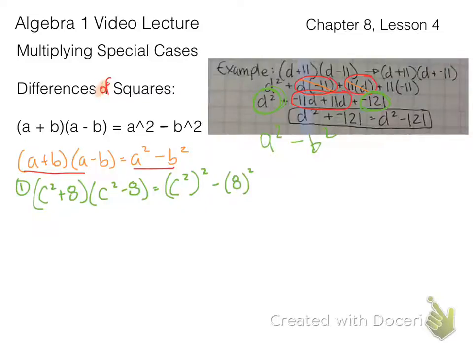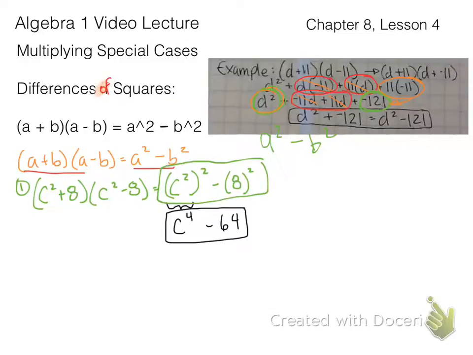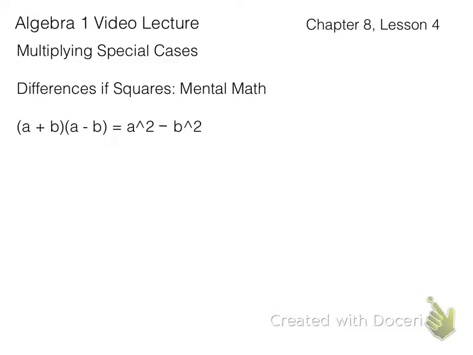All right, let's go ahead and do this example problem. c squared plus 8 times c squared minus 8. Well, the a is c squared, the b is 8. So c squared squared, or c to the second power squared, is going to be c to the 4th power, minus 8 to the 2nd power, which is 64. That's your answer, guys. Wouldn't you so much rather do this work, especially since most of it's mental, than doing all of this business up here? Okay? Totally recommend it.